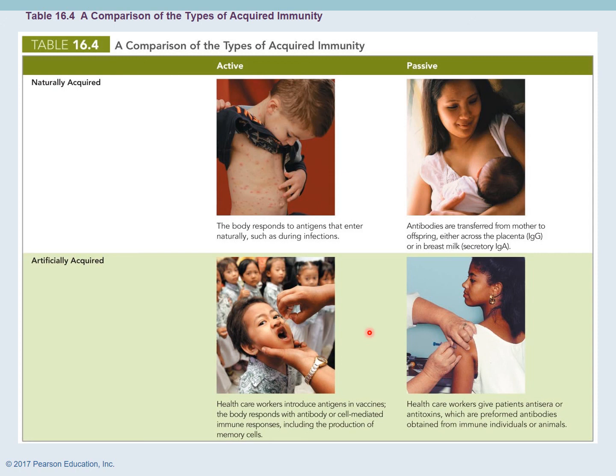Maybe they're allergic to some of the components in it. Maybe their immune system is already suppressed for whatever reason. They cannot get the vaccine. They cannot be exposed, but they need protection. So you give them preformed antibodies. It will protect them for right now. Once again, does passive confer long-term protection? No, it does not.